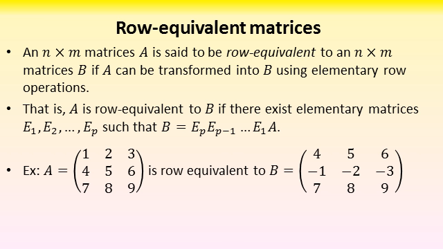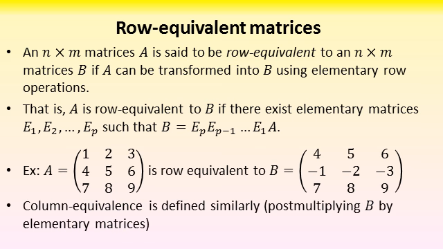Keep in mind that if A is row equivalent to B, then these elementary matrices are not unique. There might be many ways of getting from A to B. And we can define column equivalence as well, simply by doing a sequence of post multiplications instead. Finally, we have some important results on row equivalence.